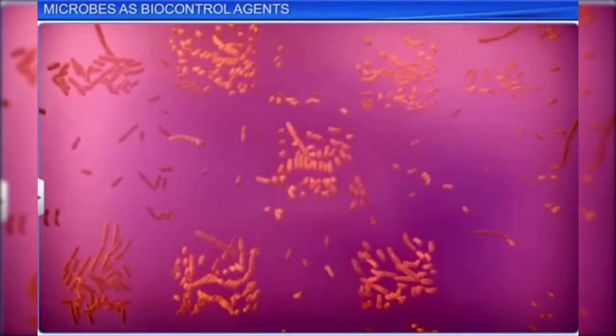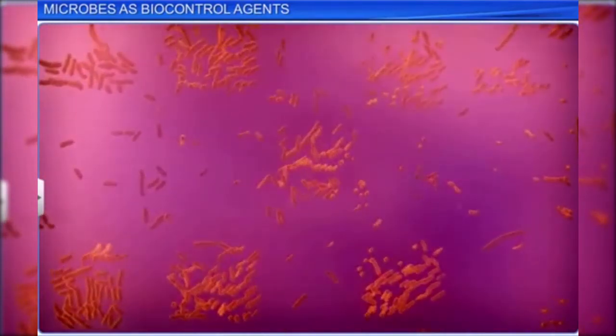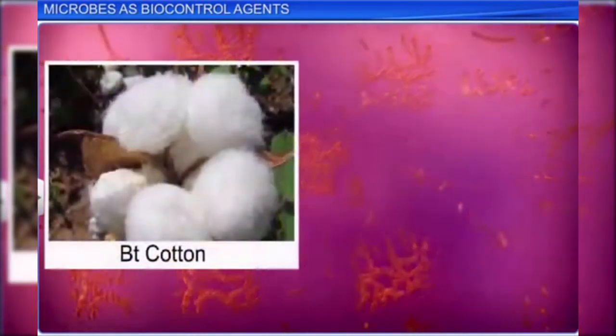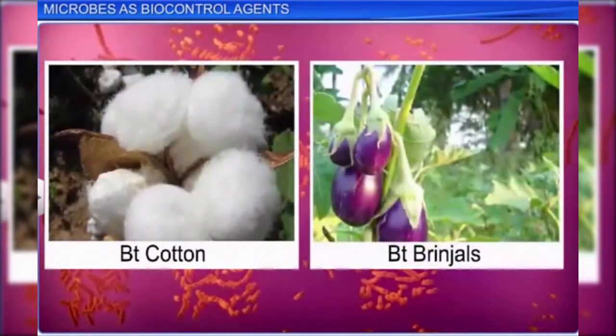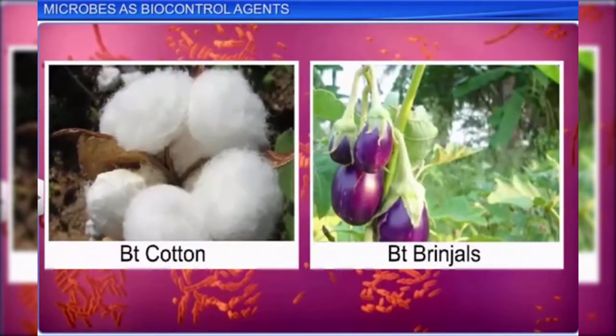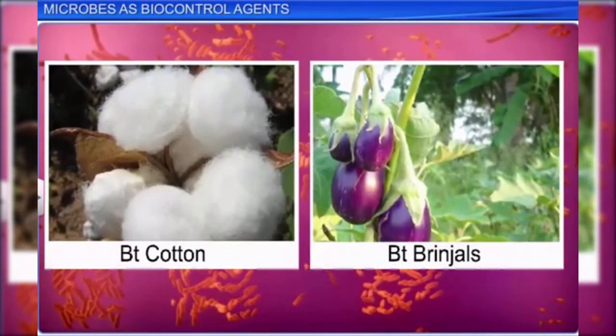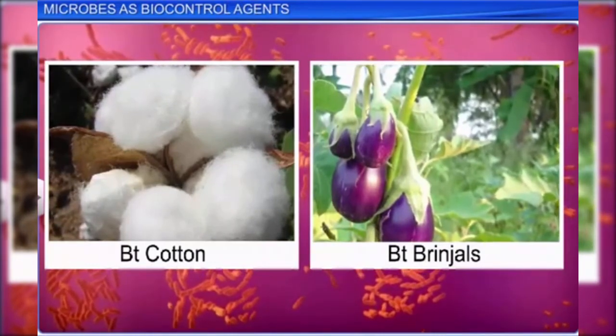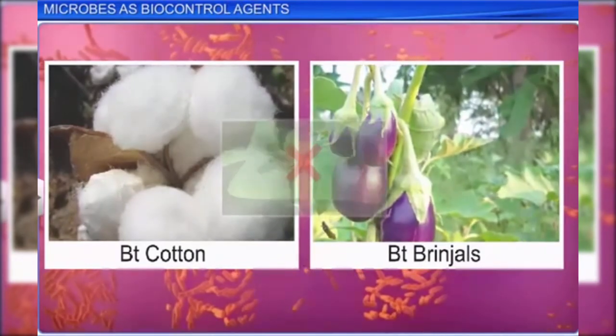The biocontrol agent Bt is also used to develop genetically modified Bt crops such as Bt cotton and Bt brinjal by introducing Bt genes into cotton and brinjal plants respectively with the help of genetic engineering. These crops then become resistant to attack by insect pests.